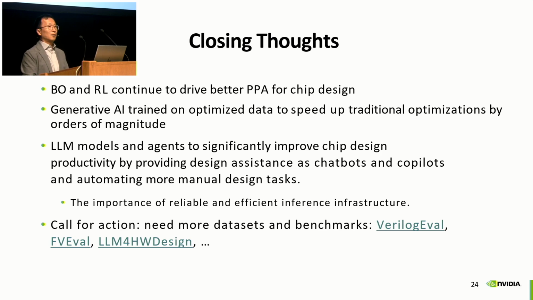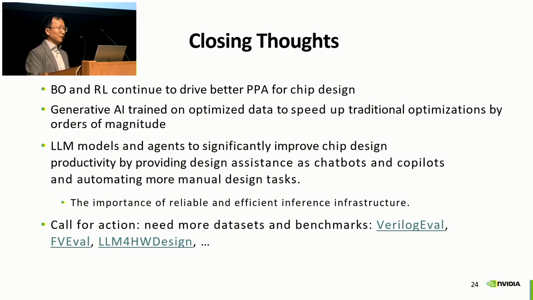I want to emphasize one important issue in applications of LLMs for chip design, which is the importance of reliable and efficient inference infrastructure. It is one thing to do research POCs with some inference engine. It's another thing to serve hundreds, thousands of designers daily without downtime using an academic inference engine, right? So a productionized inference engine, reliable and efficient, is very important.